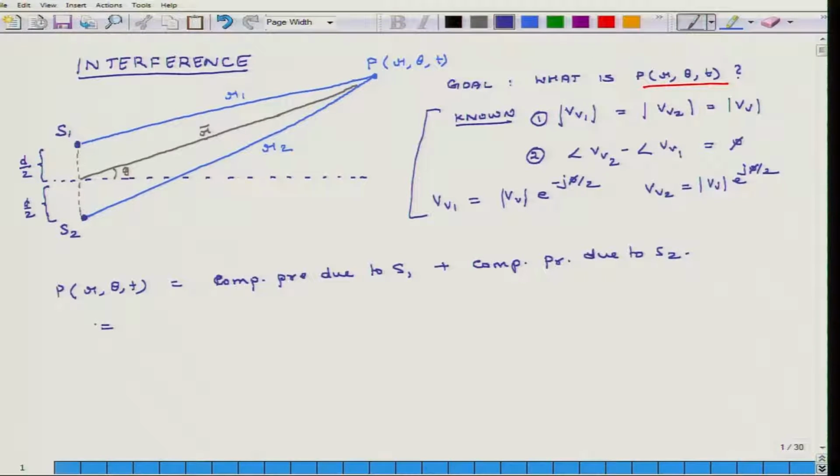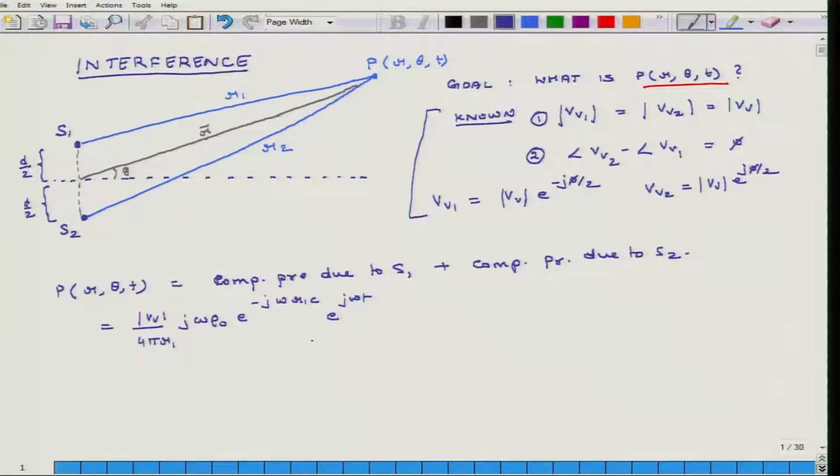So, what is the complex pressure due to S1? It is Vv over 4 pi r1, j omega rho naught, e^(-j omega r1/c), e^(j omega t).